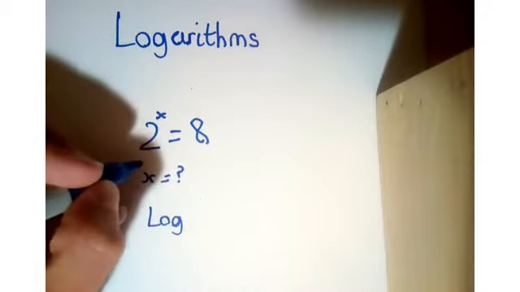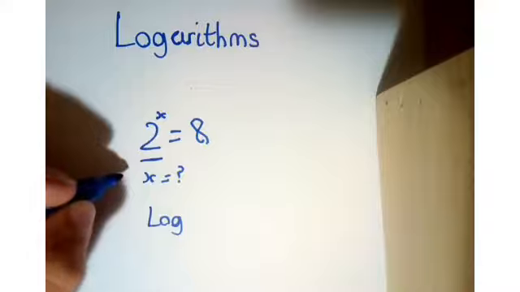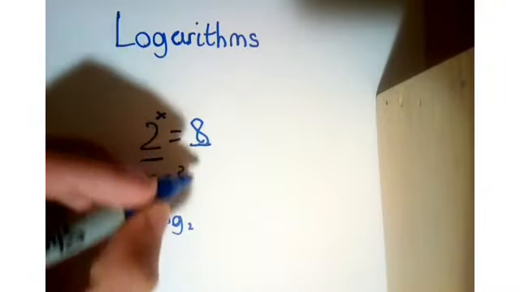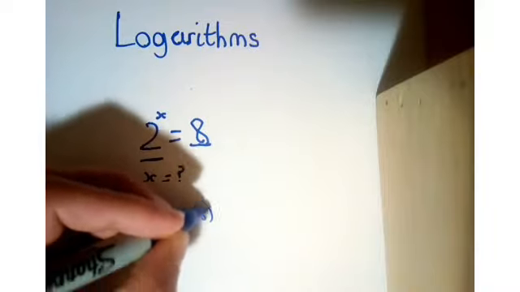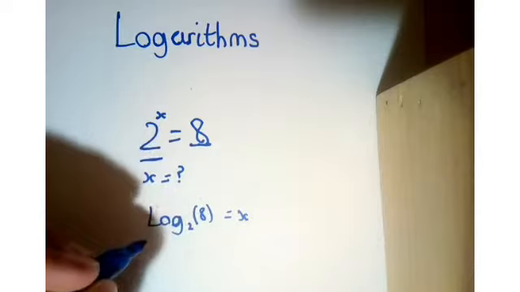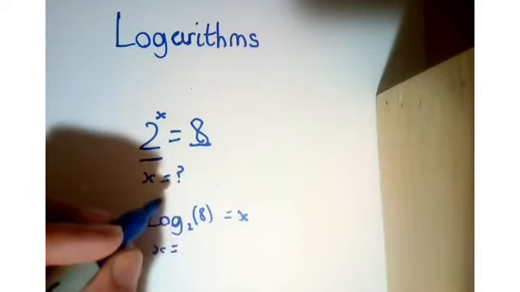So to work out x, we have this function called the logarithm, and we read it as log base 2 of 8. So 2 is what's called the base, and 8 is what's called the argument. You simply type this into a calculator, and it will tell you the power. So a calculator should have this as standard.